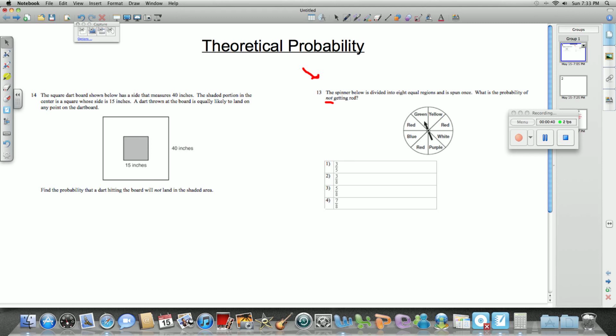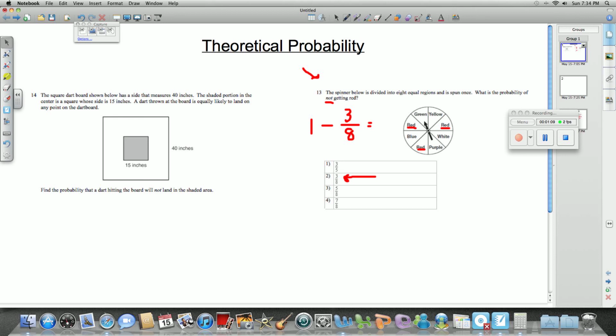Now, if you look in the spinner, and I am using a red pen, so cool for me, we got 3 reds, okay, and 8 total sections. So everyone always goes for answer 2. But since it's a "not" question, it would have to be 1 minus that 3/8. So it's going to be the complement of that.